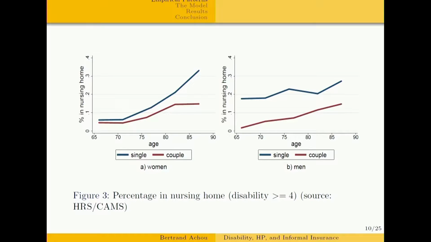The last picture I want to show you about the empirics is that for a given level of disability, here I take people with disability greater than or equal to 4, the probability of being in a nursing home is lower if you're in a couple than if you're single, and this is true for any age. The percentage difference is quite substantial. For men, it's more than 10 percentage points, so that's quite substantial.